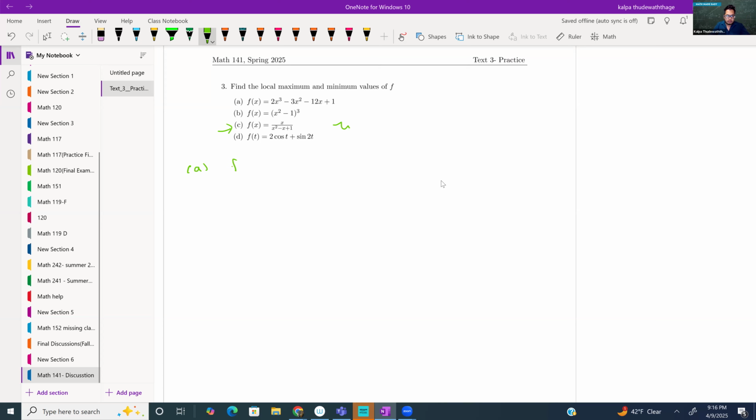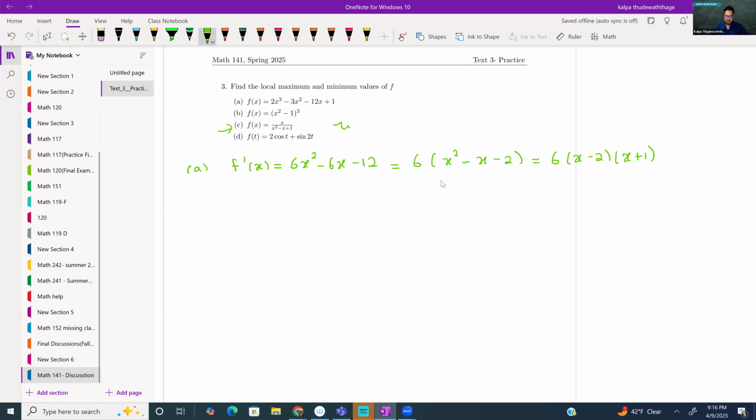So take the first derivative of the function, which is 6x squared minus 6x minus 12. It's the first derivative of the function f. I can take 6 out, and I have a quadratic function. This is easy to factorize. It's x minus 2, x plus 1.